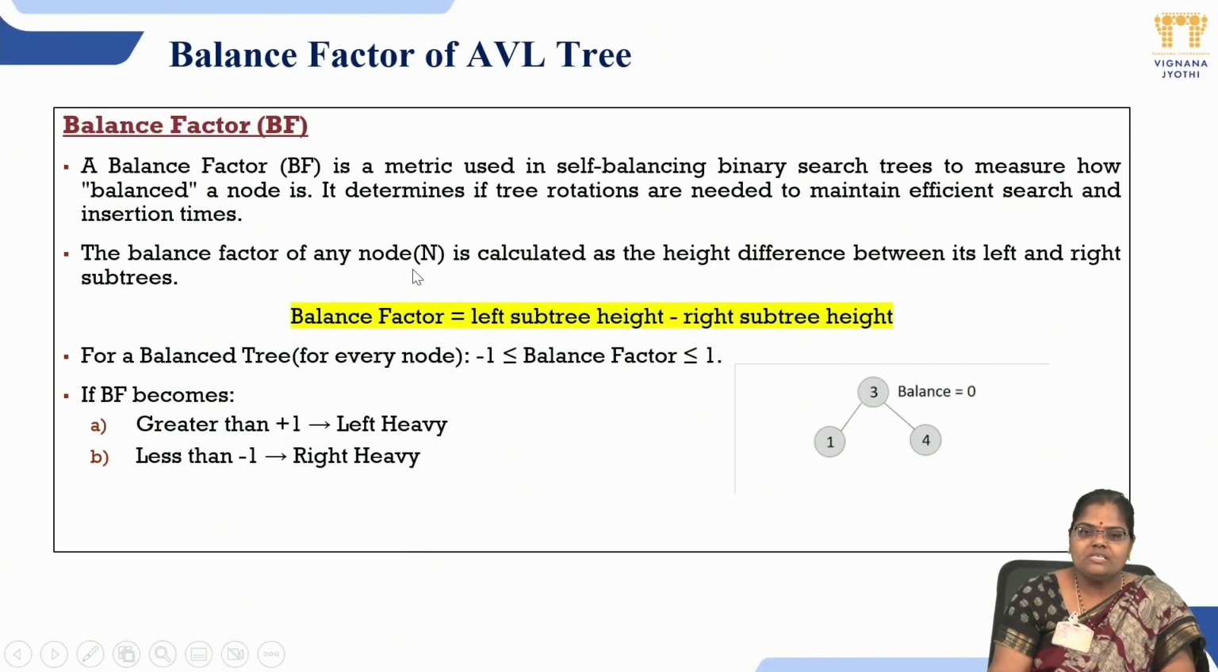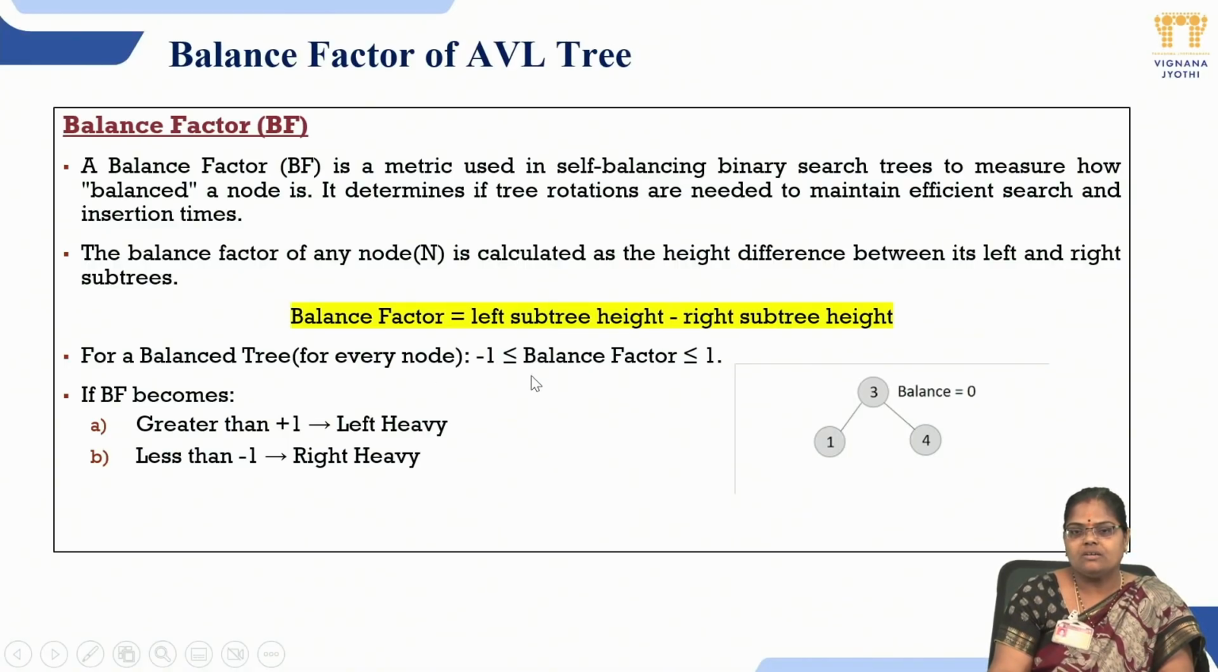Proceeding further, first we will see what the balance factor is. A balance factor is a metric used in self-balancing binary search trees to measure how balanced a node is. It determines whether tree rotations are needed or not based on the balance factor which is calculated. The equation for the calculation of balance factor is the left subtree height minus the right subtree height. So for a balanced tree, that is for an AVL tree, every node should have a balance factor of -1, 0, or 1.